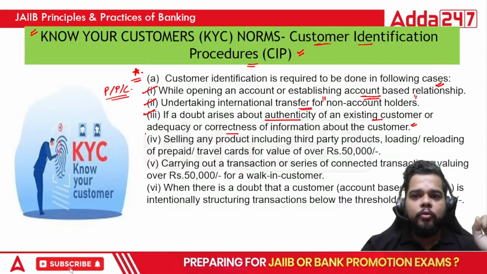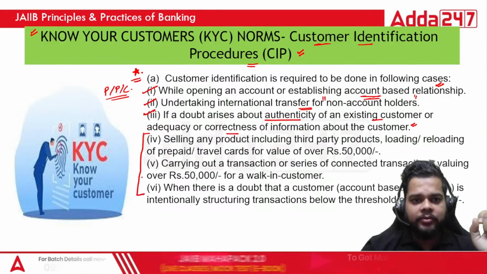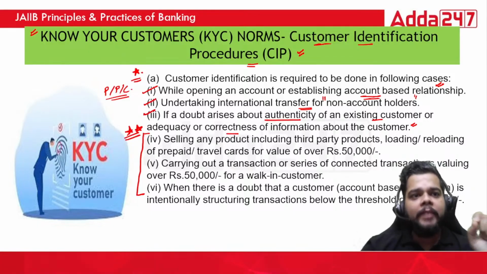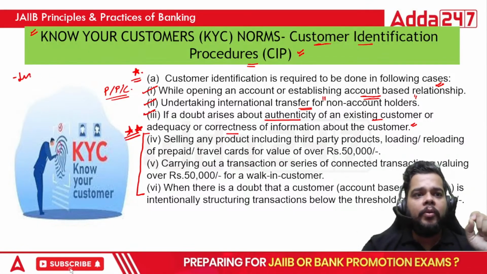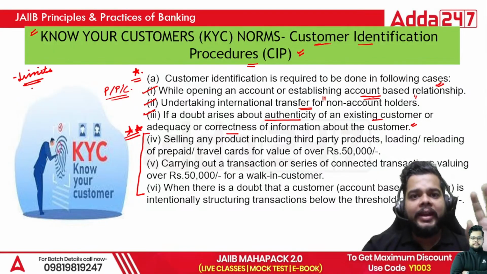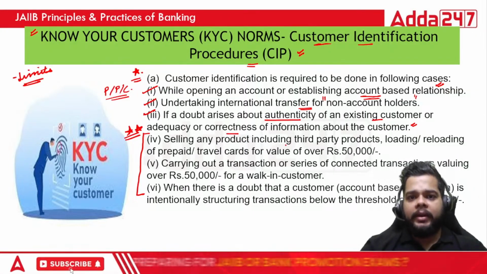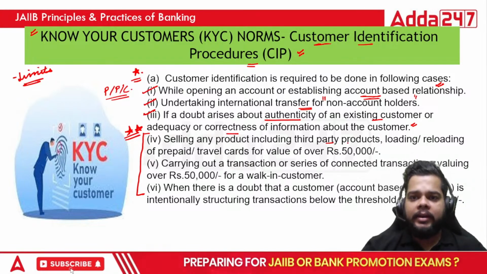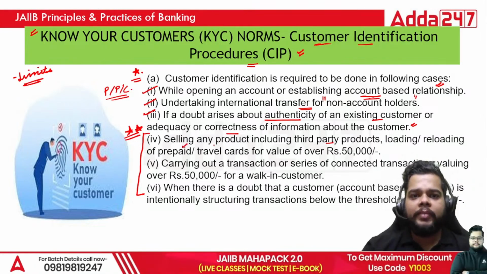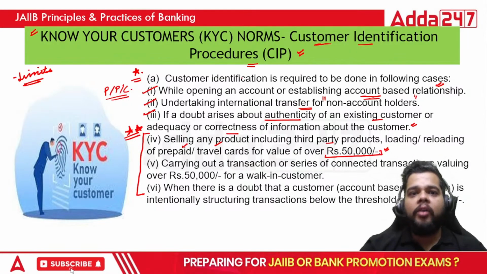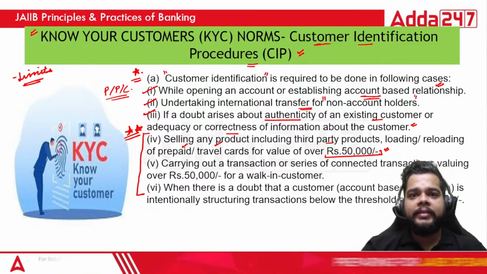Now these last 3 points are highly important because they involve certain limits. And in PPB, always remember, the most important topics are those where a certain limit is mentioned, because direct questions have been asked in the previous cycle as well. Selling any product, including a third party product, or loading or reloading of prepaid or travel cards for a value of over rupees 50,000, then also you need to follow the customer identification procedure.